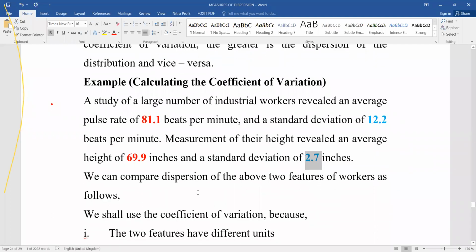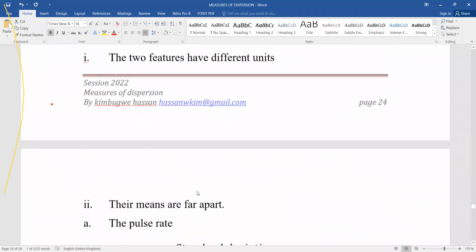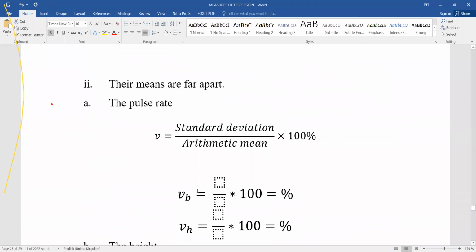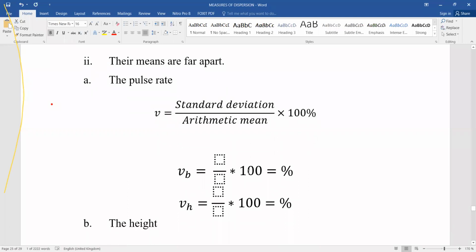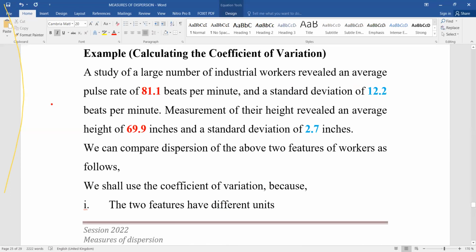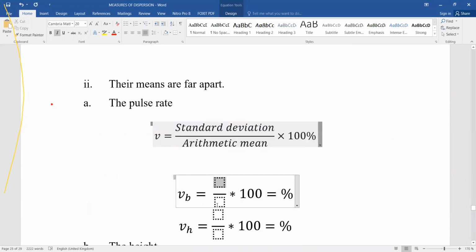We can compare the dispersions of the above two features of the workers. Because they have two different units, that is why we use V. So V is equal to standard deviation over the arithmetic mean. So what was the standard deviation of B, the first B with the pulse rate? What was the standard deviation of the pulse rate from our question? I'm waiting for the answers. Read and get me the standard deviation.